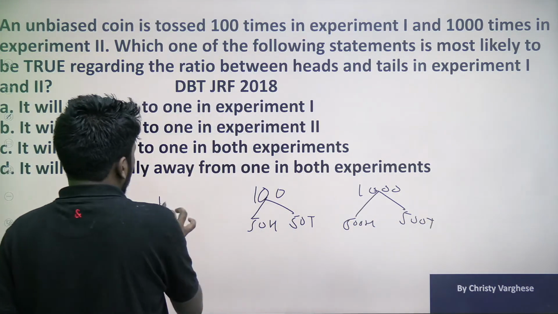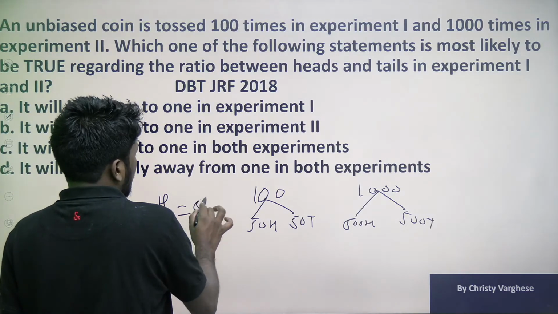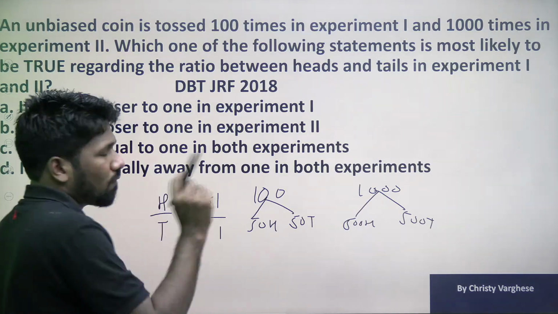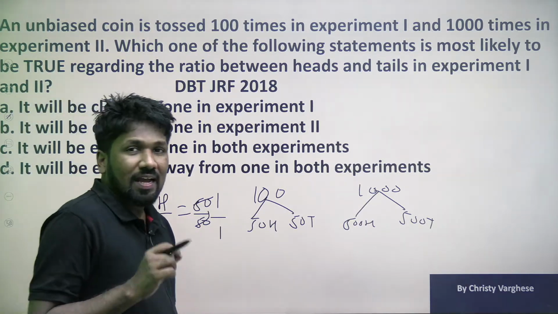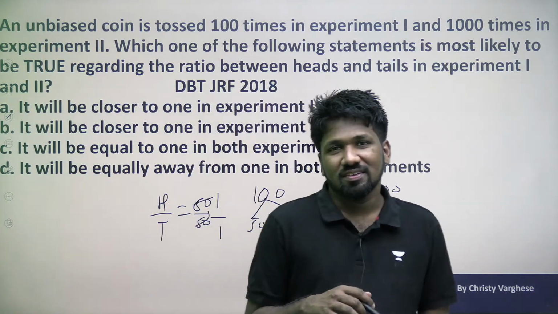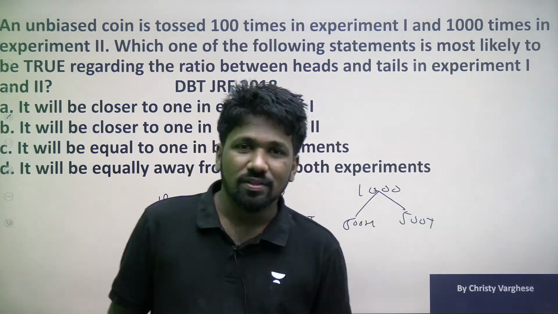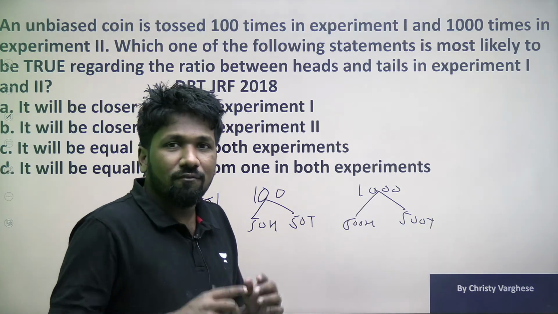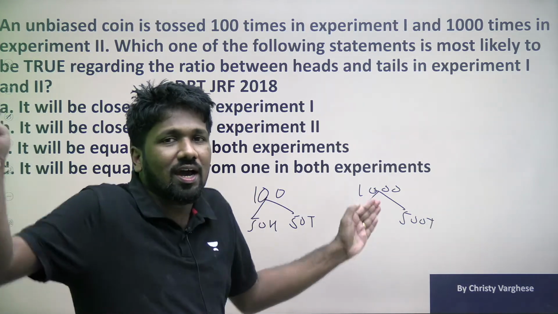So the ratio of head to tail will be 50 by 50 or 500 by 500. 1 by 1 is the ratio, or 1 is the ratio. But that is the ideal case. The ideal ratio of 1 by 1 will be obtained when the number of occurrences is very large.